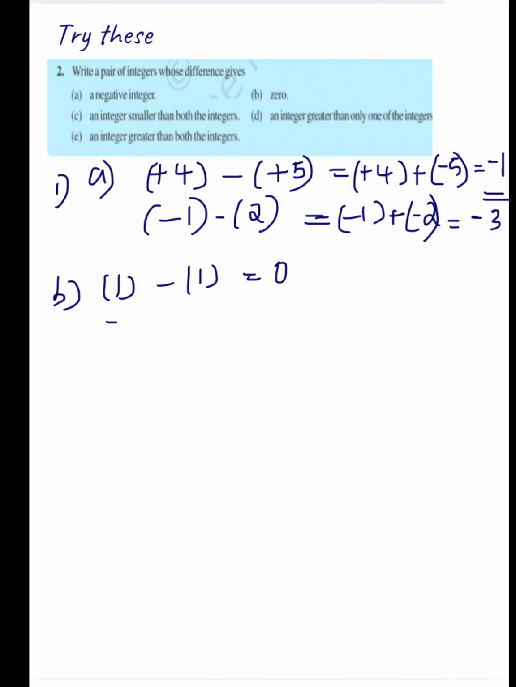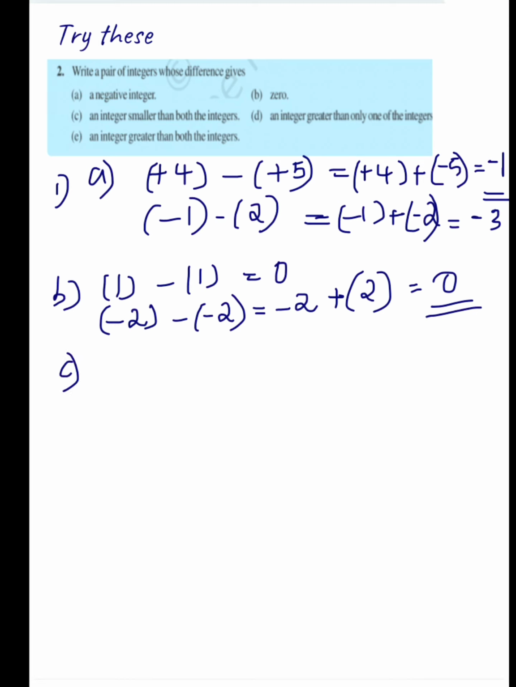Or you can take any negative integer, minus 2 minus minus 2. Okay, what will be the answer? Minus 2, instead of minus you put plus. Instead of minus 2, the additive inverse of minus 2 is 2. Okay, so minus 2 plus 2, what is the answer? 0. Okay, so that is the answer for B.